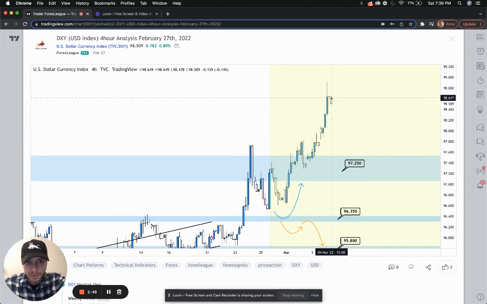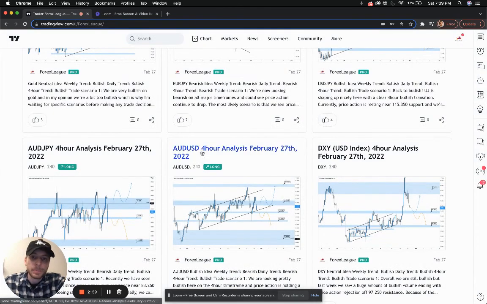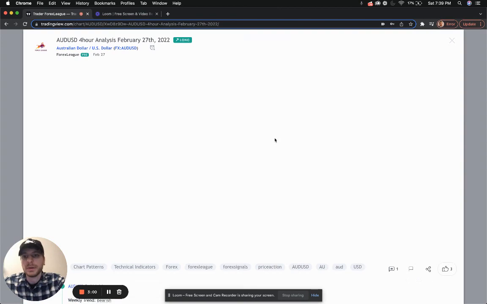This was a pretty big rally. So the next point of a higher low is where we're looking. So some sort of pullback structure, and then we'll look for the same continuations to the upside. Okay, so that's DXY. Let's move over to AU.